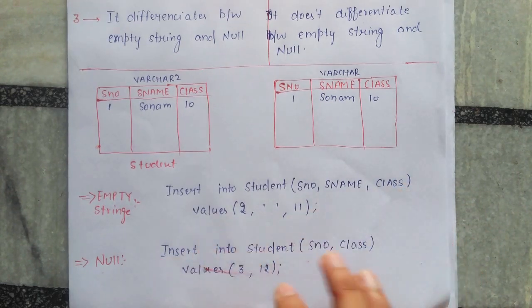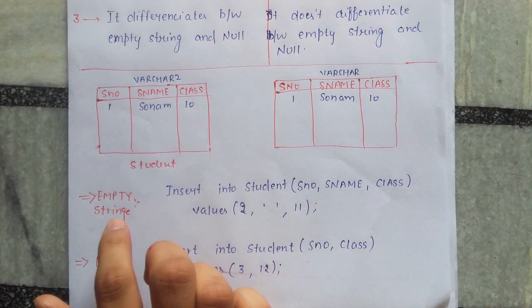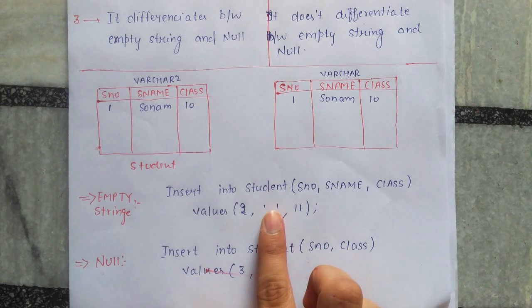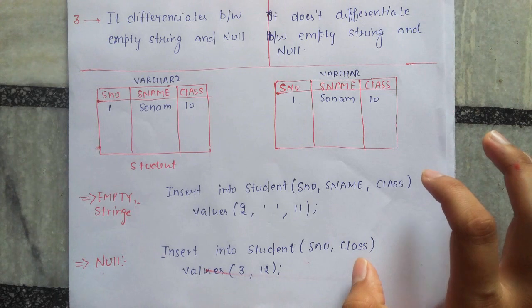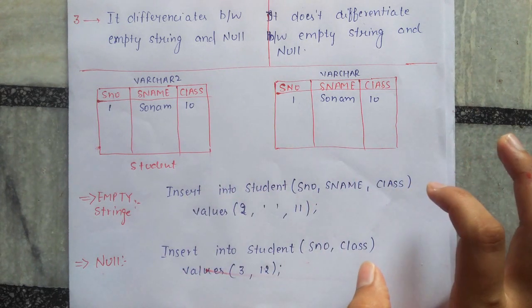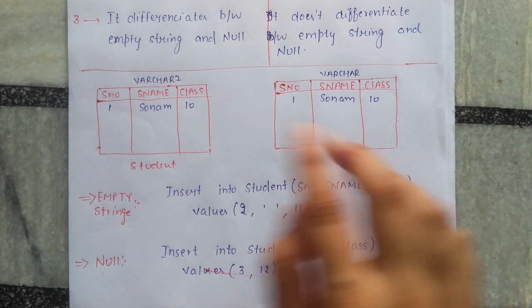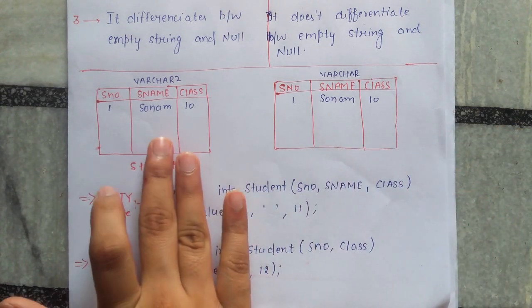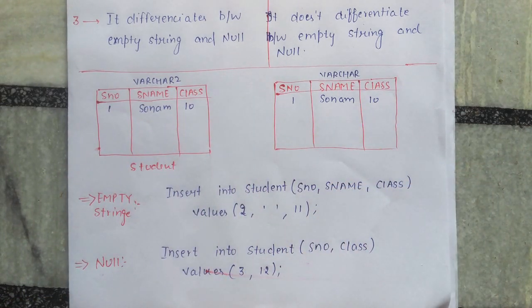And what is a null? Null is nothing. Null specifies nothing. But an empty string, although it is empty, is a string. So this is an insert operation on these two tables, and we will see what effect these two queries will have on them. In this table the column is of VARCHAR2 type, and in this table the column is of VARCHAR type.